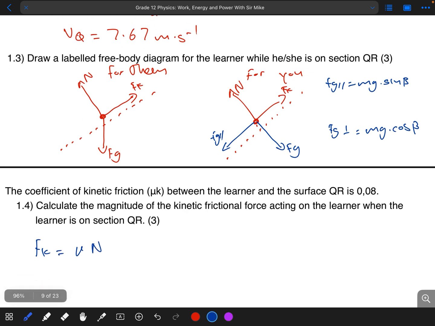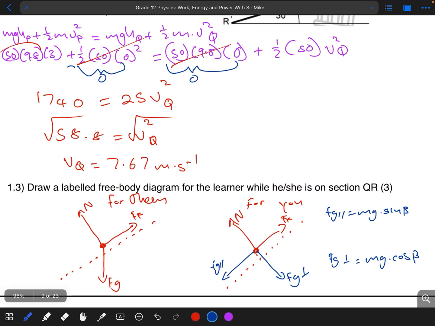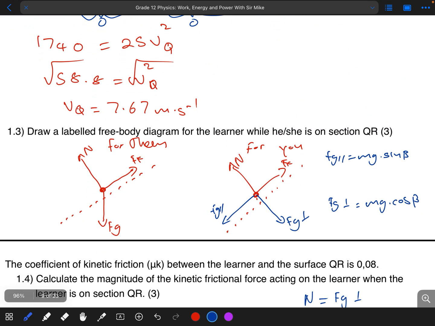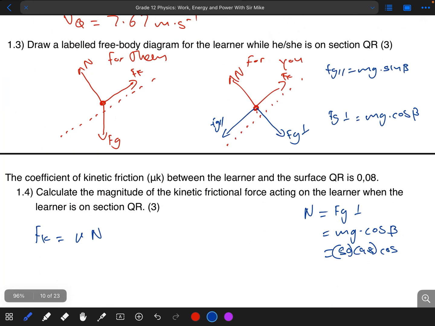Now how do you get the normal force? Remember that since we are on this incline, our normal force there is equal to that Fg perpendicular. So our normal force would simply be equal to Fg perpendicular, which is mg multiplied by cos of beta. That is the mass, which is 50, multiplied by 9.8, multiplied by the cos of 30 degrees. So this will be 30 degrees.